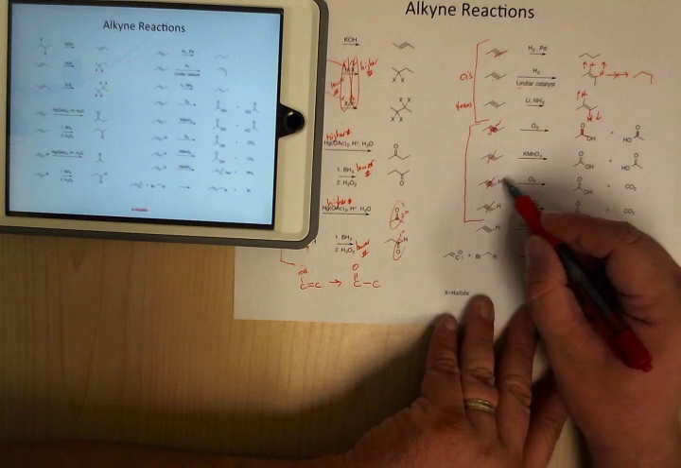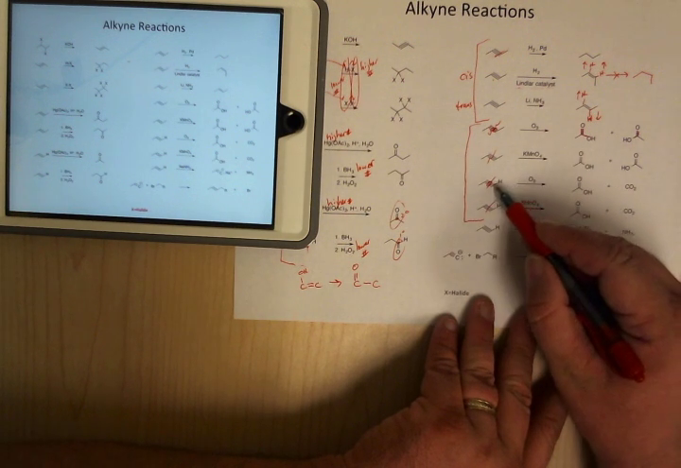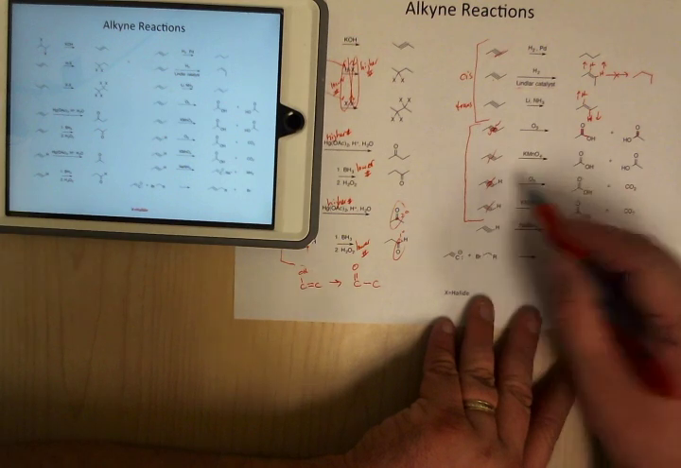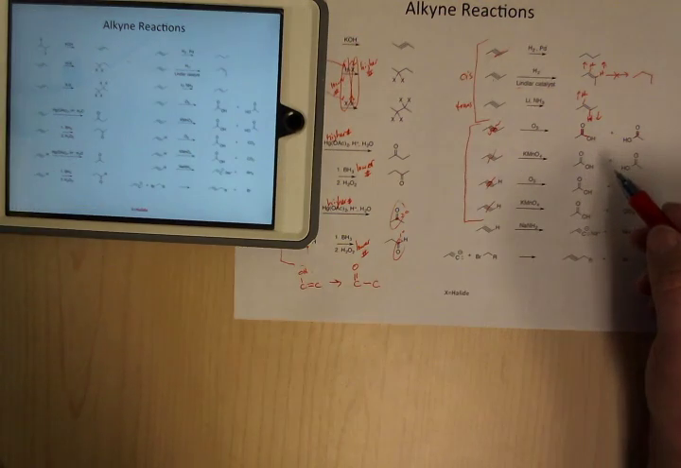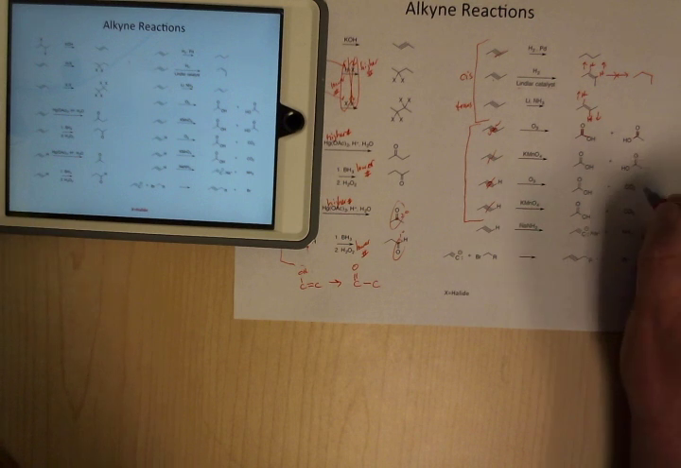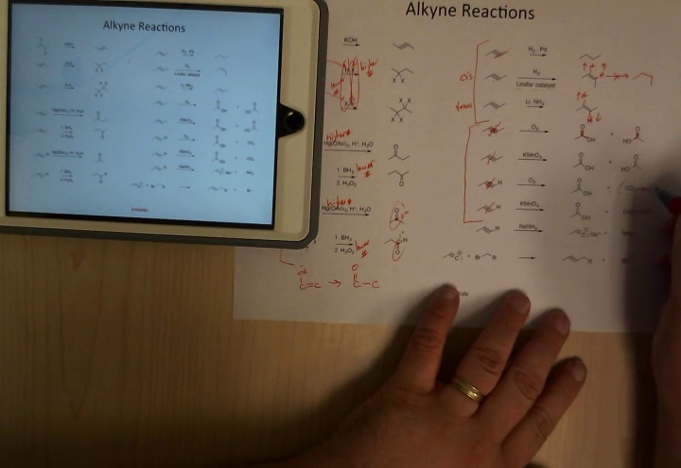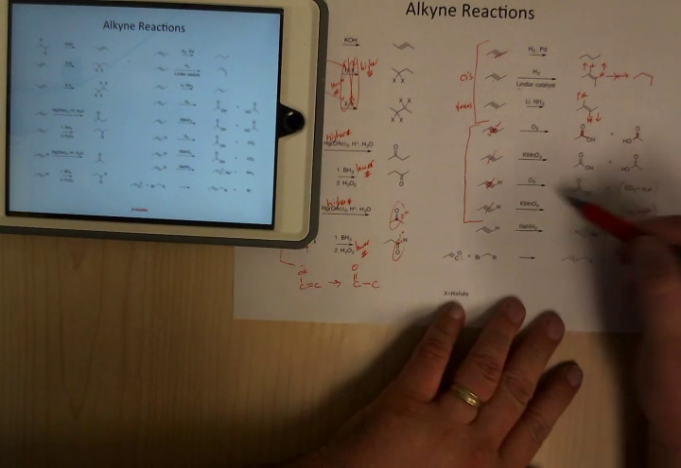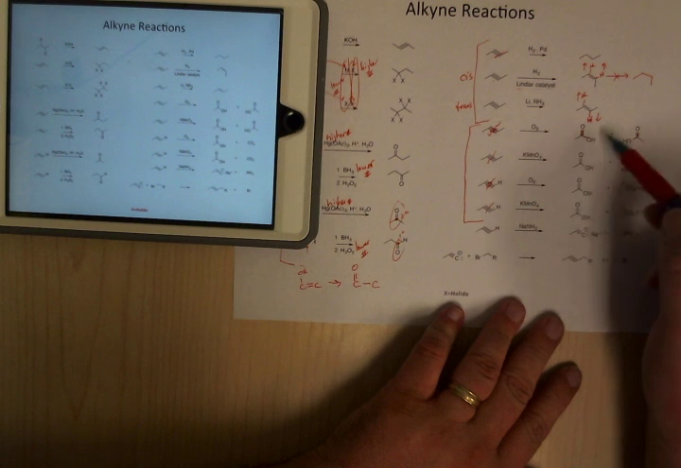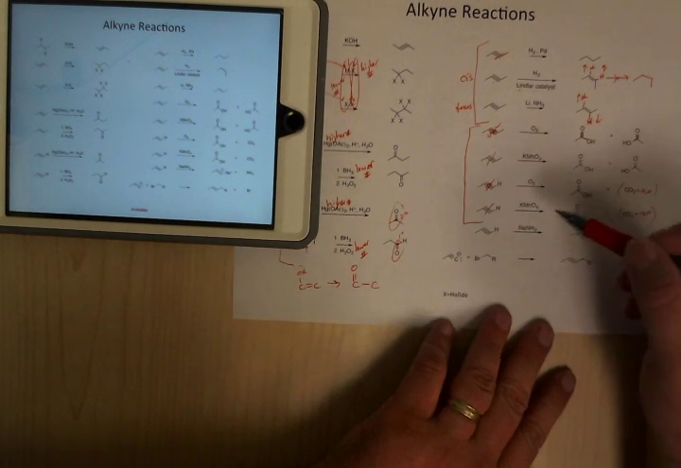Now the quirky thing is that if it's a terminal, this carbon here does become formic acid, but that gets further oxidized and breaks down to CO2 and water. So really you just have the one product. If it's a terminal, you just have a carboxylic acid that is one carbon shorter. Stuff like that, but it's the same mechanism.